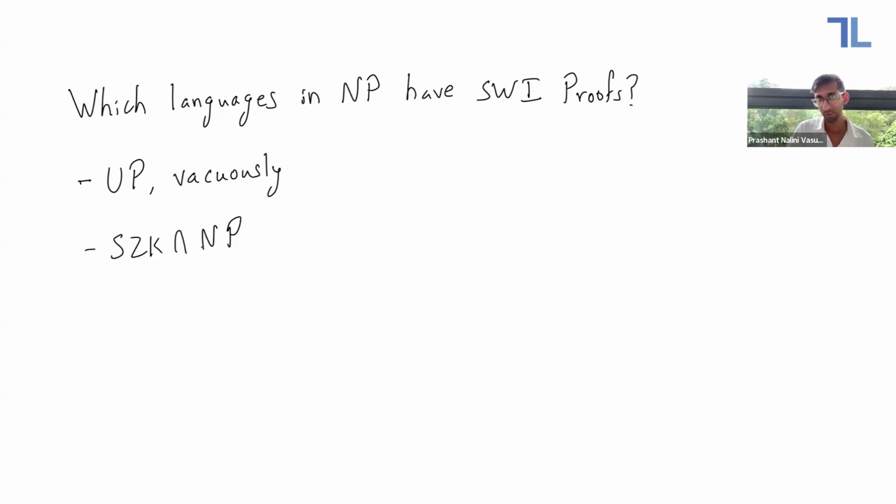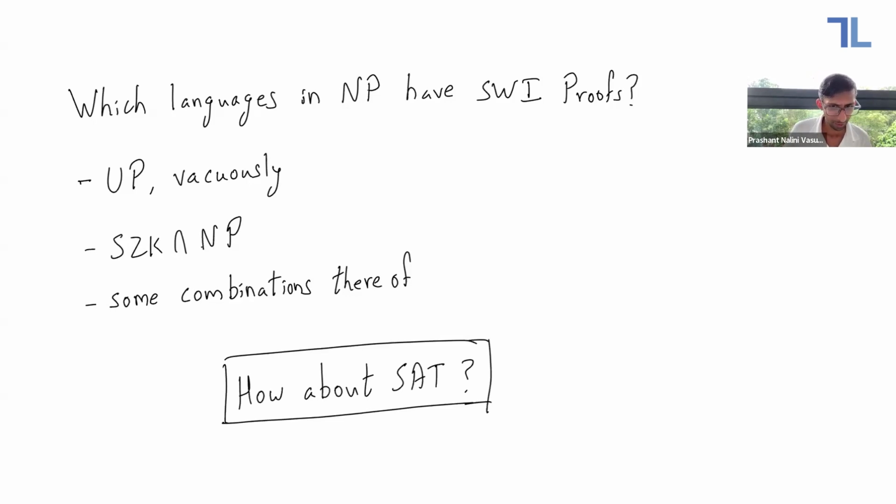So these two classes of languages have SWA proofs. And you can also take some simple combinations of these languages, like you can take one language from UP, one language in SZK intersect NP, and combine them. You could take the OR of them or something. Some combinations continue to have very simple SWA proofs that you can derive from the proofs for both of the languages, right?